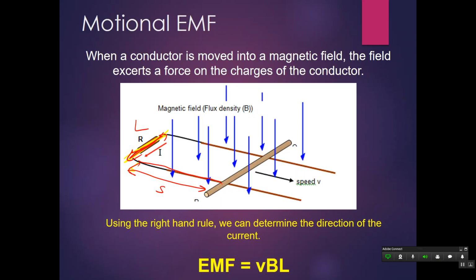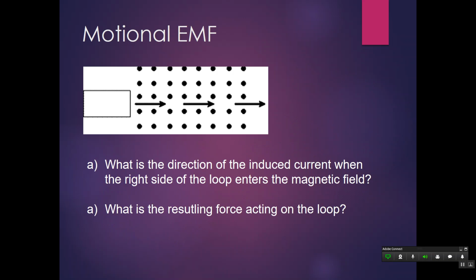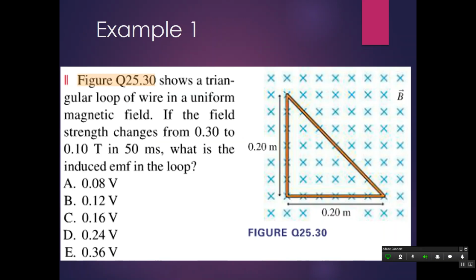That's Lenz's law, not there yet. So far, so good? So let's try doing a problem. Forget about A, because we don't know the direction. Actually, we can't do this yet, because we don't know Lenz's law. We'll come back to this. But we can solve this one, though.